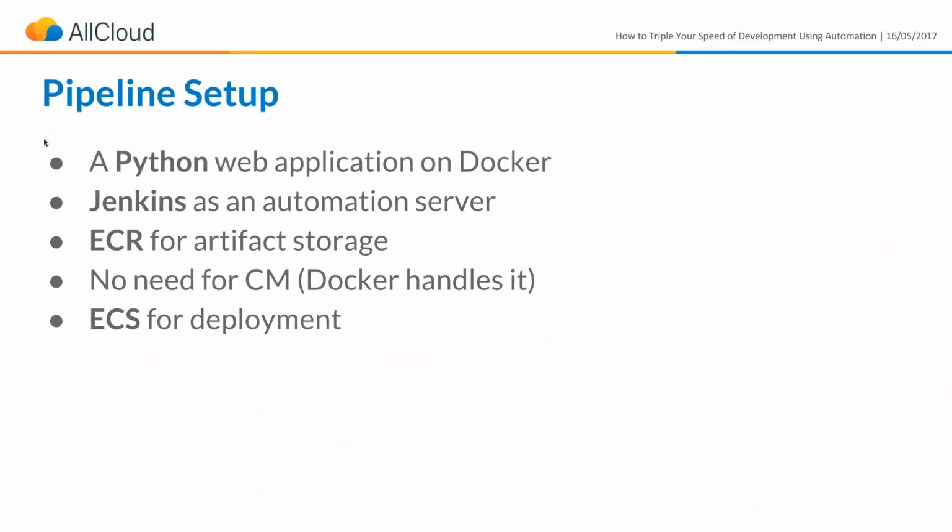Now for this pipeline, and by the way, this is the pipeline we will also have a live demo for, we have a Python web application that runs on Docker. We still have Jenkins as an automation server. We chose Jenkins simply because it is the most popular automation solution. We have ECR for storing the artifacts. There is no need for configuration management because Docker handles it. And finally, we have ECS for managing the actual deployment and running the application.